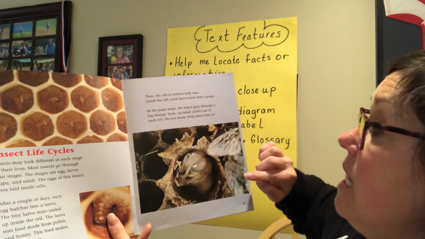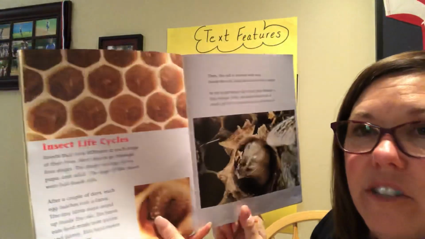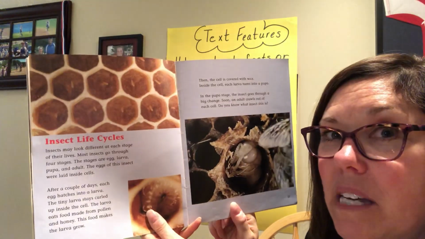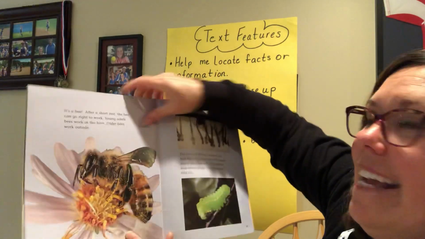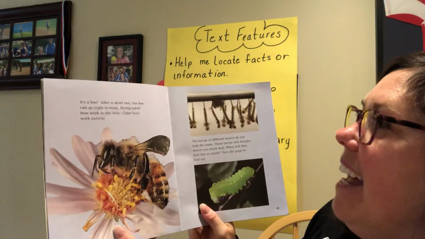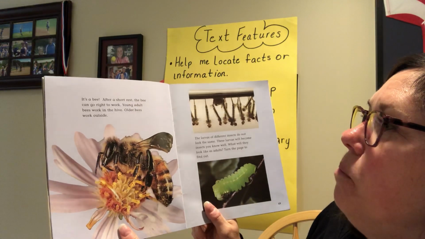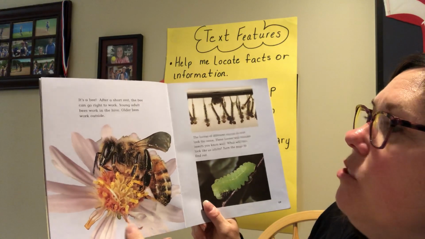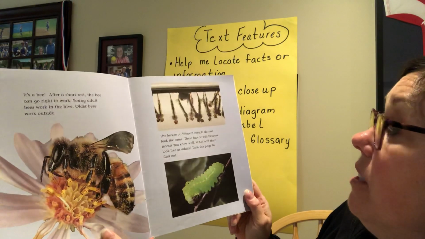Do you know what the insect is? Here it is. And I gave you a hint with Mr. Patterson coming. Do you know what insect this is going to be? I hope you do. I bet you do. It's a bee. After a short rest, the bee can go right to work. Young adult bees work in a hive. Older bees work outside.